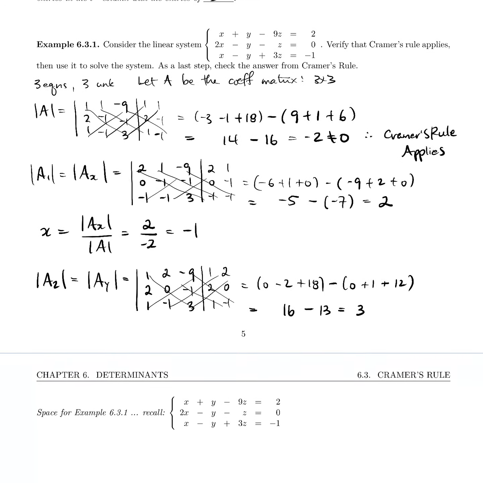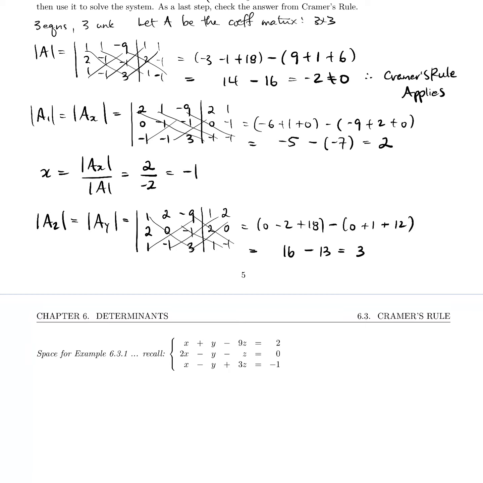Now that's just the determinant of A sub y, so if we want y, Cramer's rule tells us we're taking the determinant of A sub y over the determinant of A. So that means we have 3 over minus 2, which was the determinant that we got for A, and that just gives us minus 3 halves.